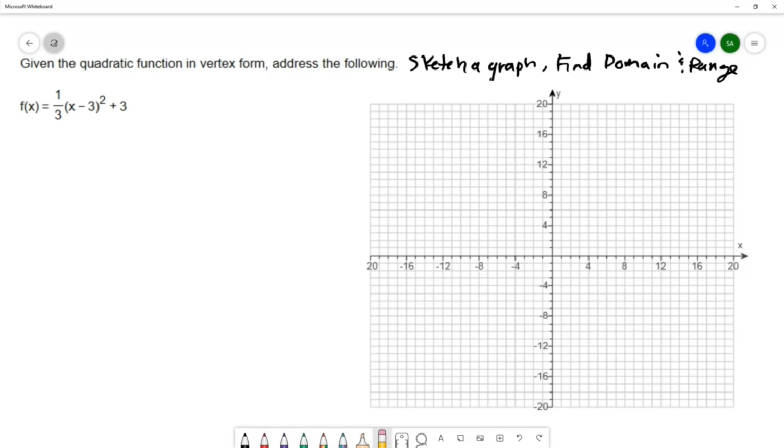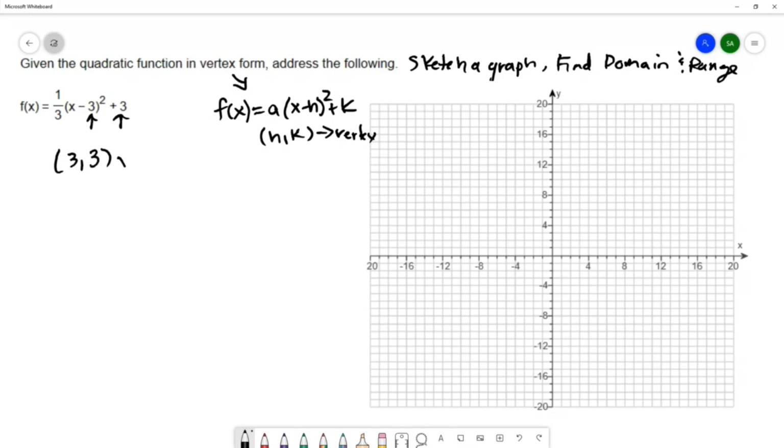So this quadratic function is in vertex form, or sometimes called standard form. And what that means is that our function follows this particular pattern, a times (x minus h) squared plus k, where h, k, the ordered pair (h, k), is the vertex of the graph of the parabola. So looking at our example, you can see the h and k being 3 and 3. So we have the vertex of the parabola.